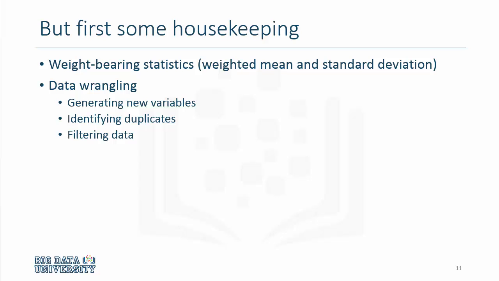To reproduce Table 1 in the Hamermesh study, we need to generate new variables. We also need to learn how to identify duplicates and filter data.